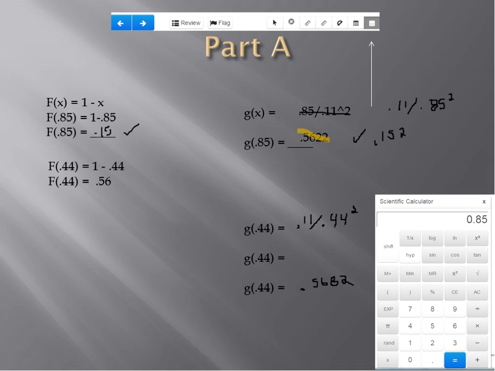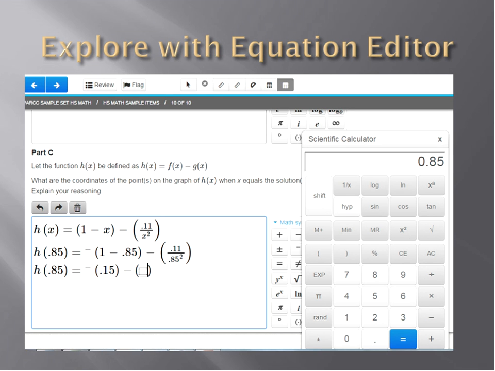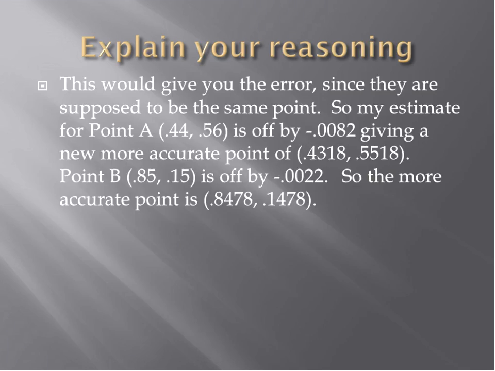So now f of x and g of x share a point here as well at 0.85, 0.15. We estimated their value to be that value. So now if we substitute 0.85 into our equation, we get a different number. It's off by about negative 0.0022. So that would give us our error.